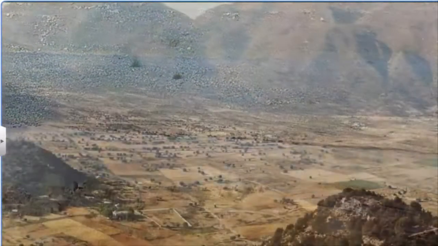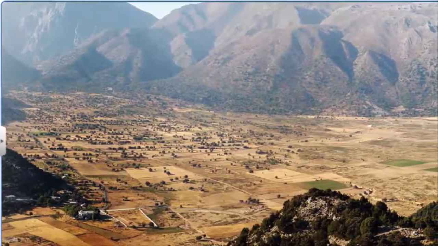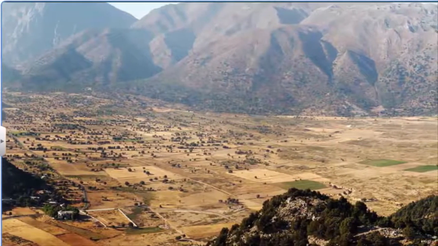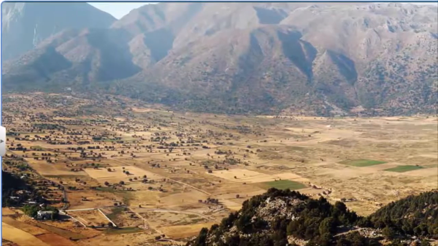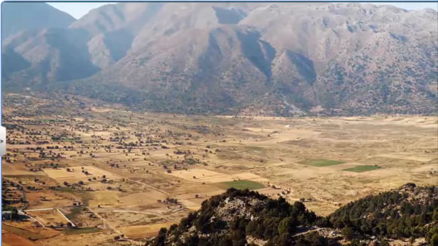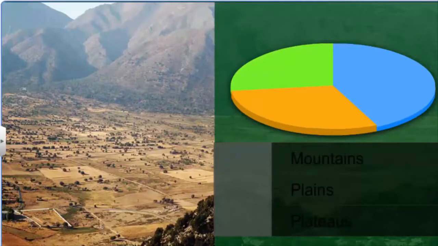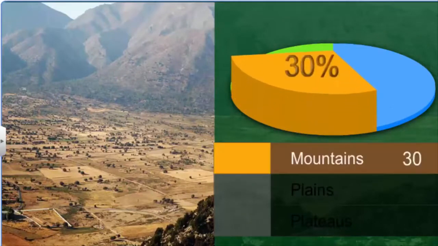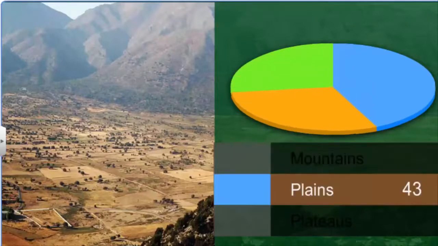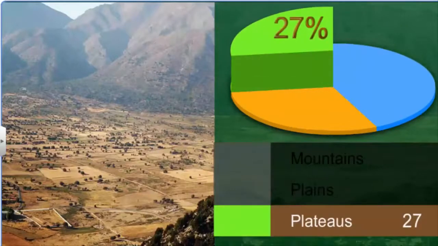A plateau is an elevated, comparatively level expanse of land. Plateaus are rich reserves of minerals, fossil fuels, and forests. Land in India can be divided into 3 main relief features. Around 30% of our land is occupied by mountains. 43% of it is plain, and 27% is in the form of plateau.